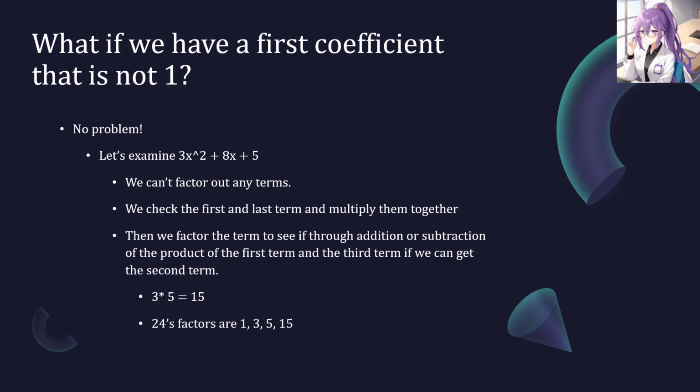You are probably asking yourself, what if we have a coefficient, even after factoring, that is not a 1? Well, that's not necessarily a problem. Let's say we have 3x squared plus 8x plus 5. We know that we can't factor out any terms because there's no greatest common factor, so we're just going to check the first and the last term and multiply them together.